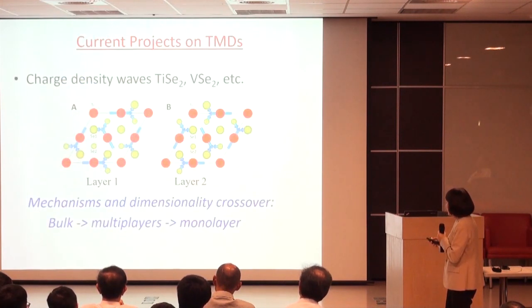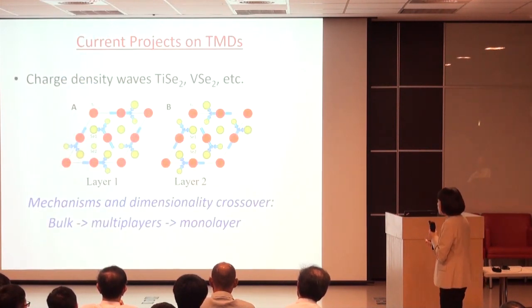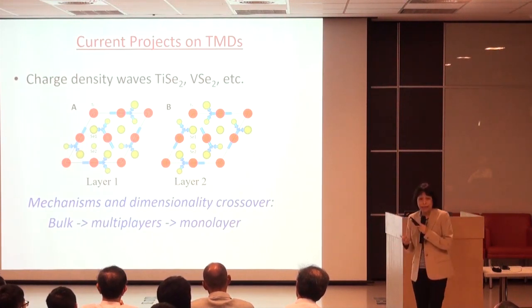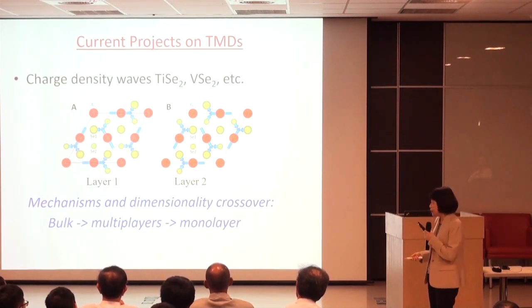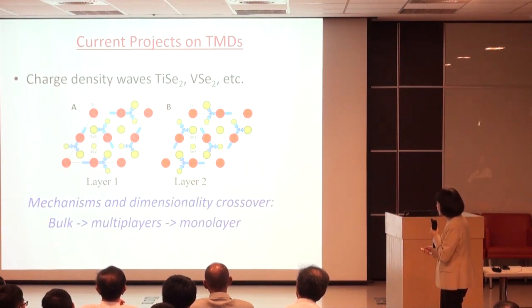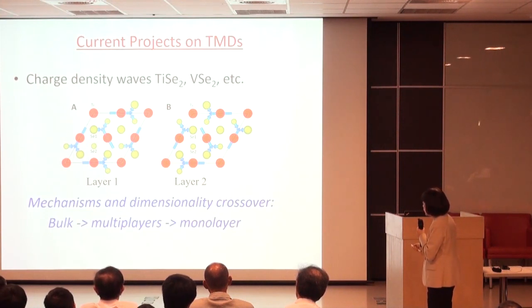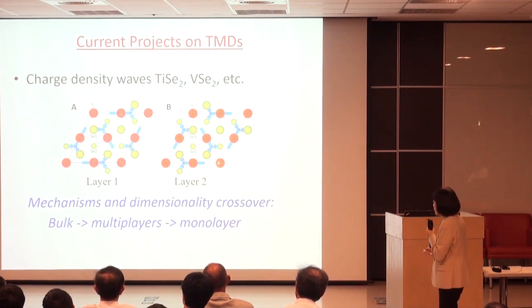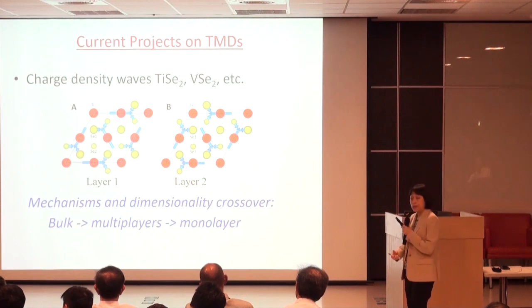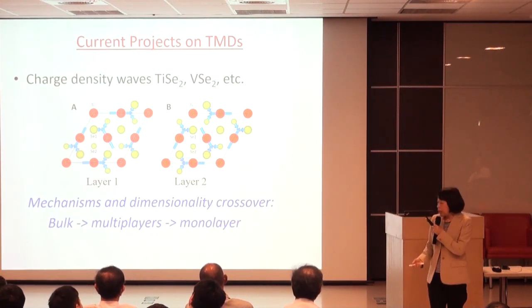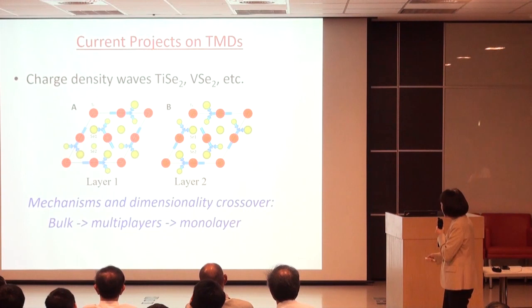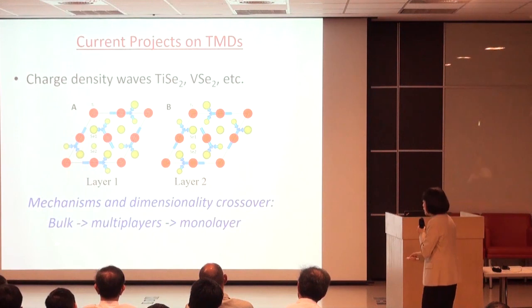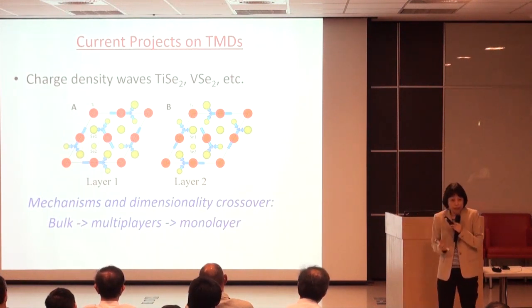Okay? And so those are some of the current projects we're working on. Again, if anybody's interested, I'll be more than happy to have more discussion, but I will not go into the details. There are different charge density waves for different groups of transition metals, okay? And there are differences between the layers, so there is a kind of three-dimensional variation. And when we go to the single layer or multilayer, this whole crossover from the bulk to the monolayer will be of interest, okay?